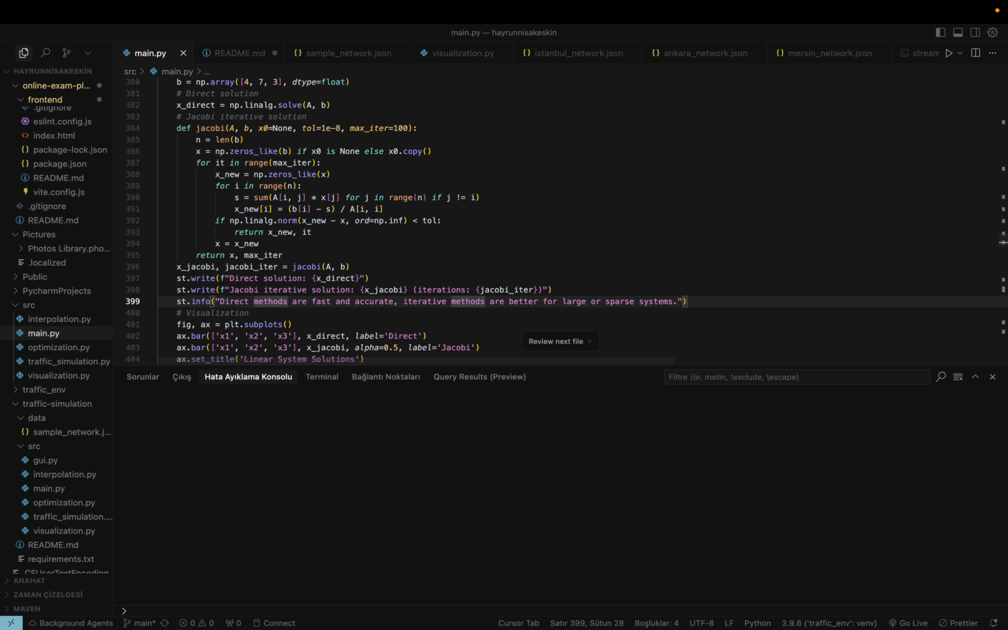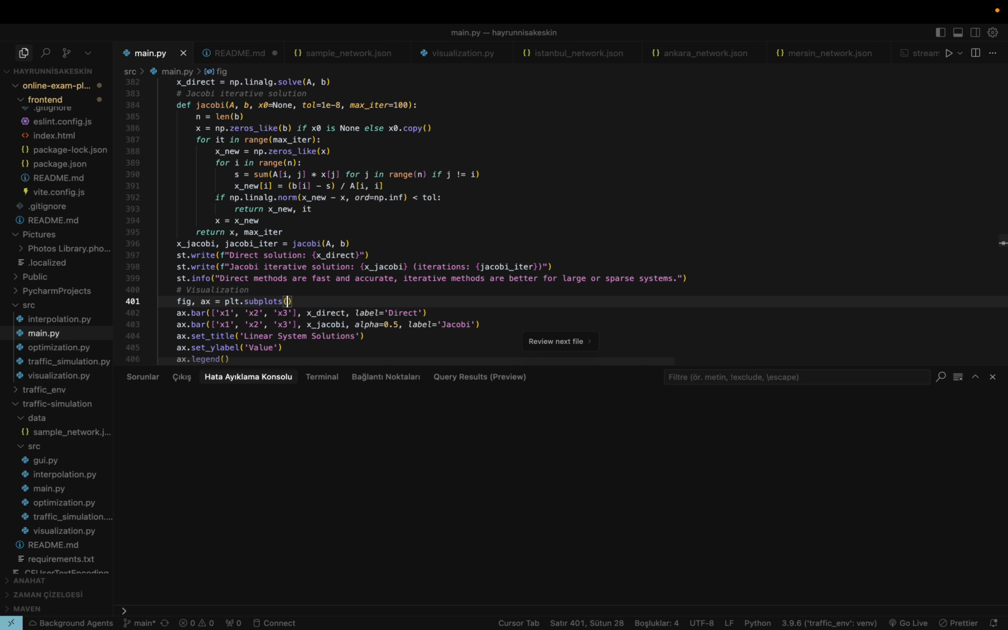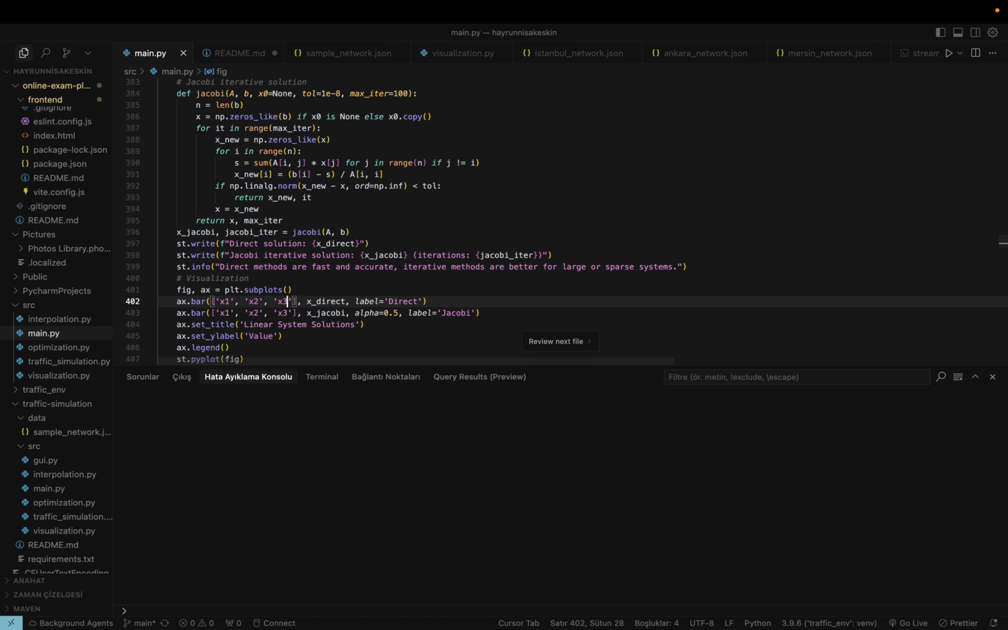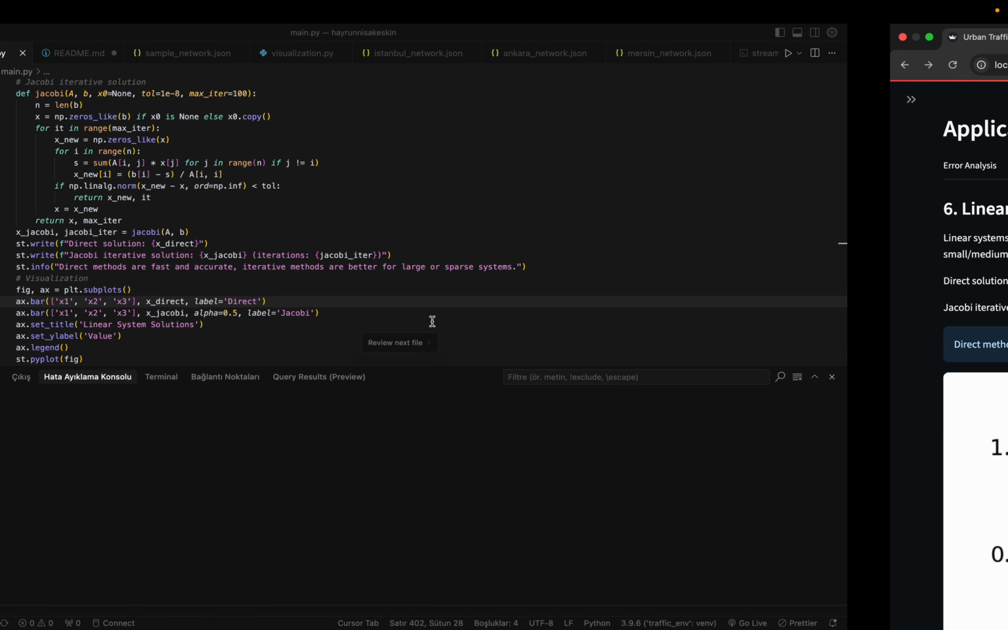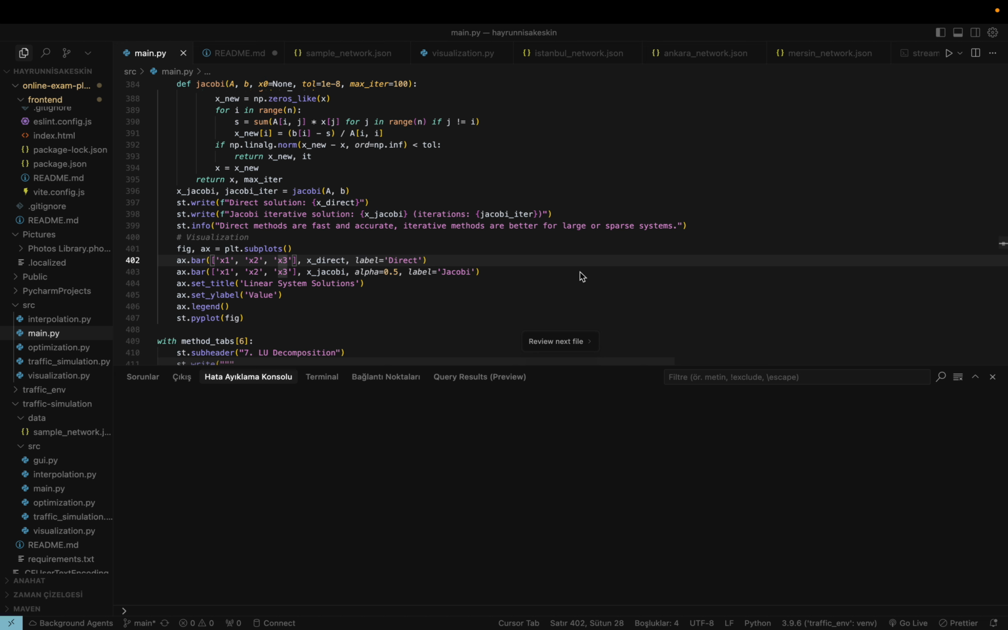Direct methods are fast and accurate. Iterative methods are better for large or sparse systems. And visualization is three values with linear system solutions. And again, in the visualization page, we will show you.